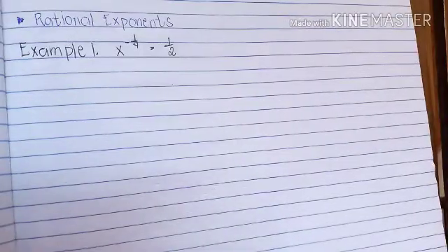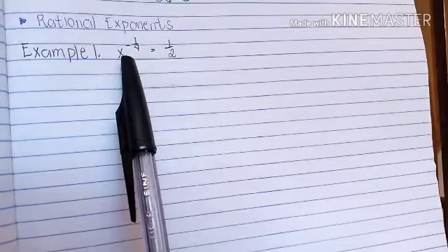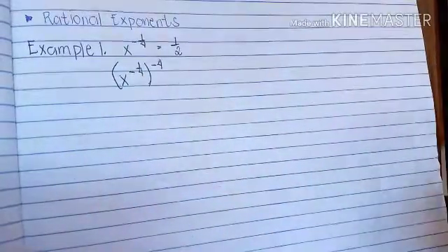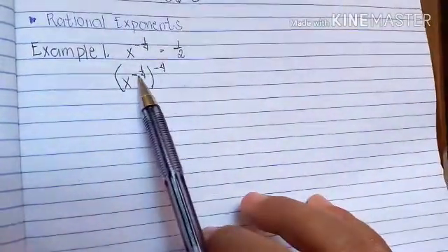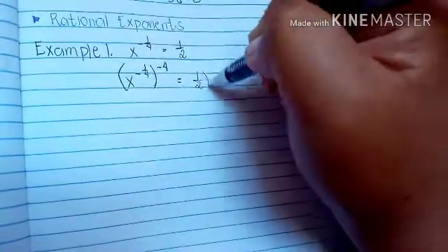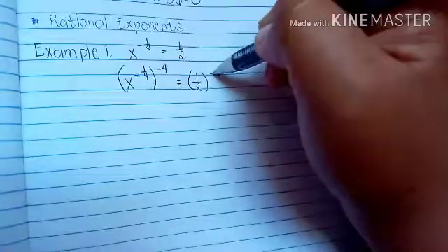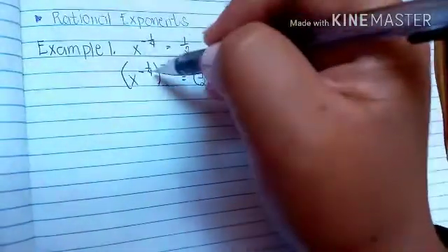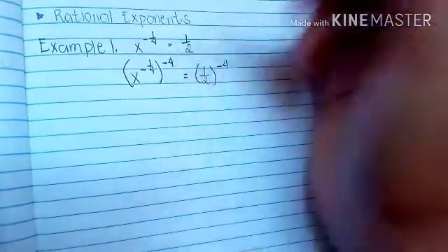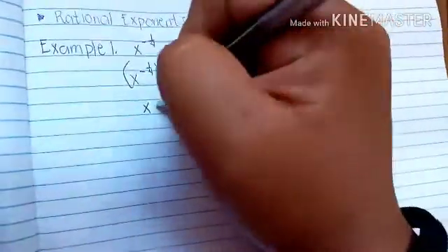Rational exponents. Now let's have example number 1. As you can see here, we have a negative exponent. So when we have x raised to negative 1/4, that would be multiplied by negative 4. Since the denominator is 4 and we have a negative sign, when we do that to 1/2, that would be 1/2 raised to negative 4. If we multiply negative 1/4 times negative 4, that would be 1, so that would be x.